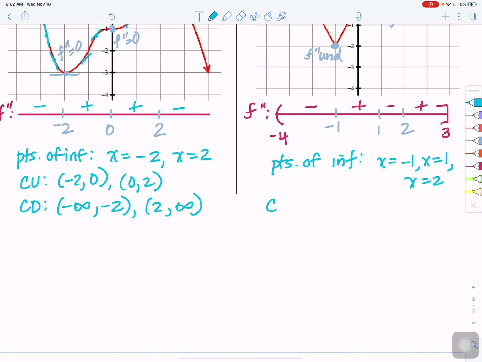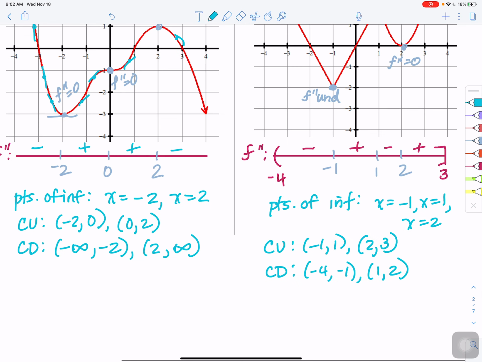Let's go ahead and give intervals of concavity. Concave up, -1 to 1, and 2 to 3. And let's talk about concave down from -4 to -1 and 1 to 2. And that concludes this topic.